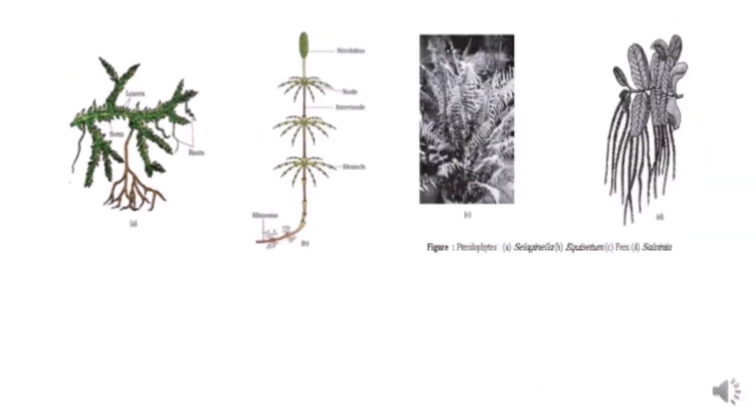See the picture of different types of pteridophytes: Selaginella, Sphagnum, fern, and Salvinia.